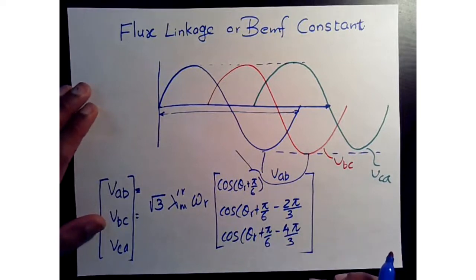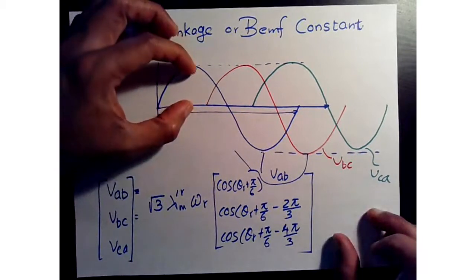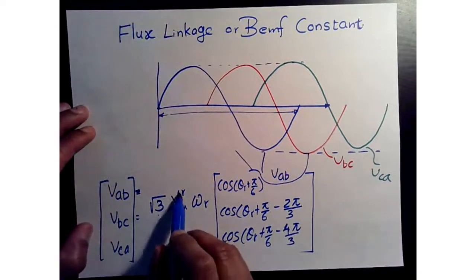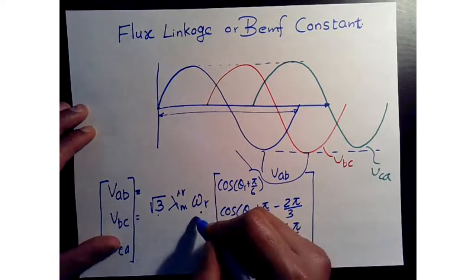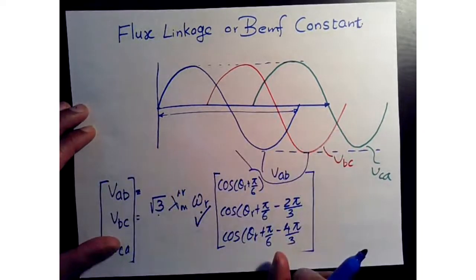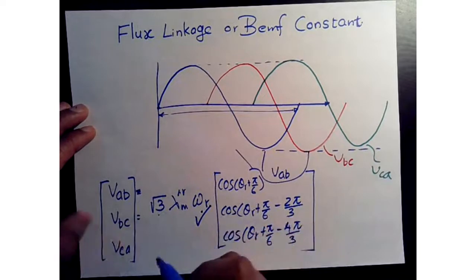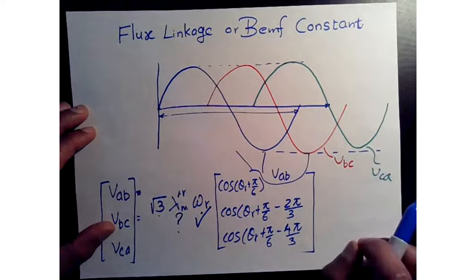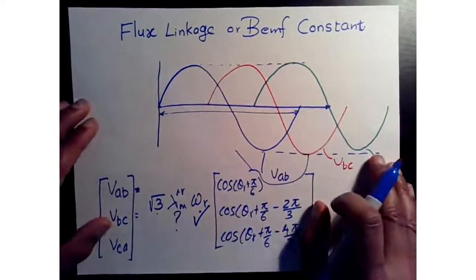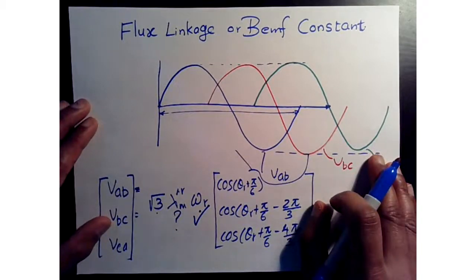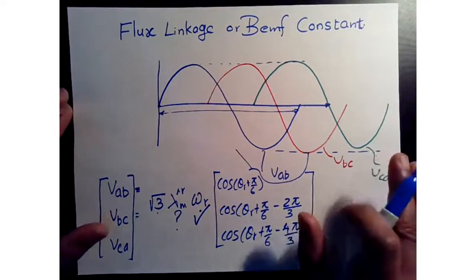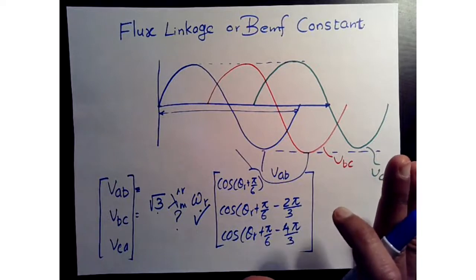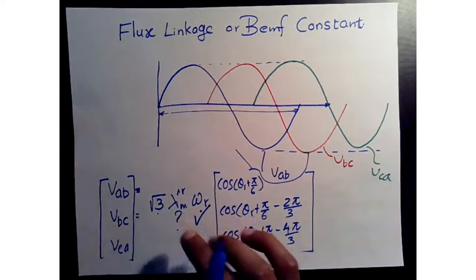So you have the three phases, and once you measure this peak value, VAB is equal to root 3 lambda m prime r omega r. We know omega r from the frequency and the number of poles, and root 3, and the only unknown becomes this, and now you can calculate for that. If they are different, you can even find an average value based on each of them. So for the linear region, this is a good flux linkage value.